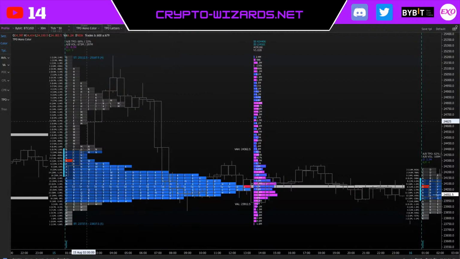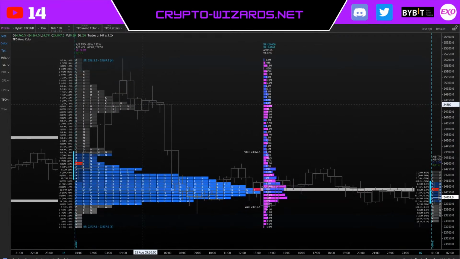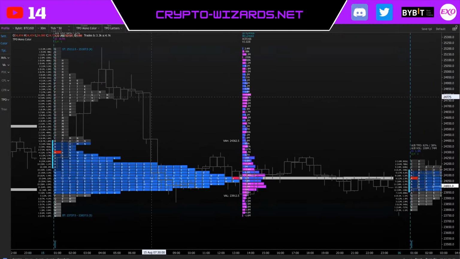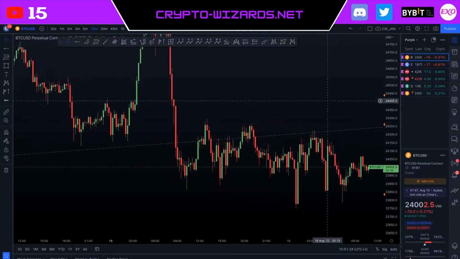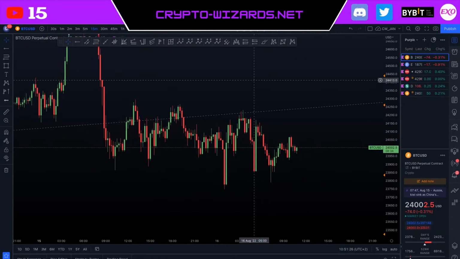Unfortunately, we don't have any single prints on this move to the downside. Well, unfortunately, depends, but it will be giving us probabilities for a move to the upside, so for some possible long out of here. But, you know, right now it's a 50-50 chart in my opinion at the moment. That's why I'm not taking any position.